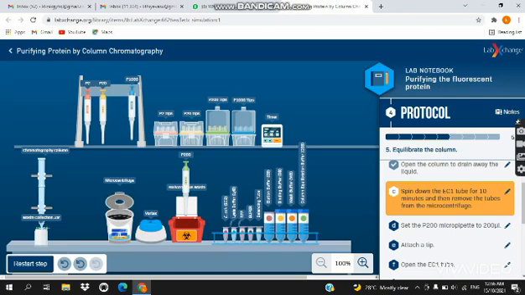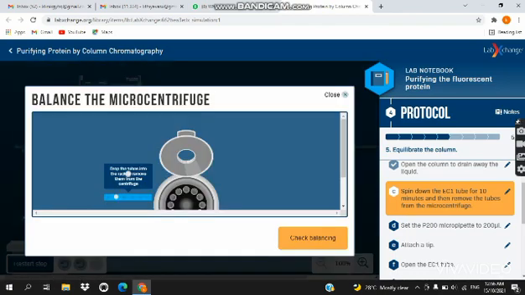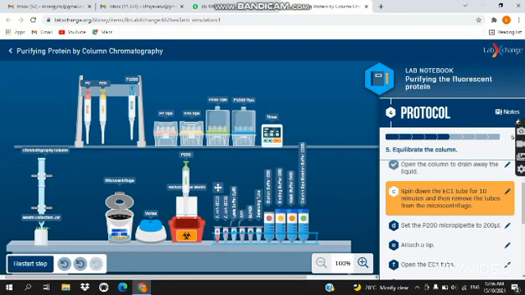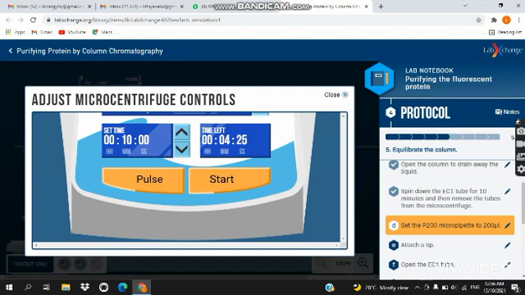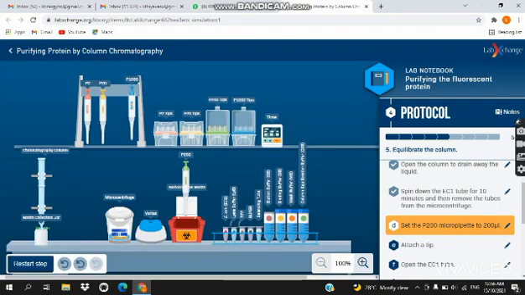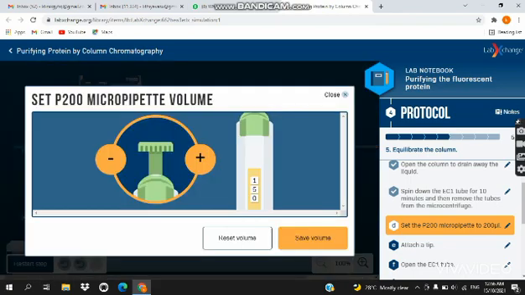Spin the EC1 for 10 minutes. Okay. Right, and set the pipette. Now we should set the micropipette 200 micrometer. For this we use to set 150 microliter.